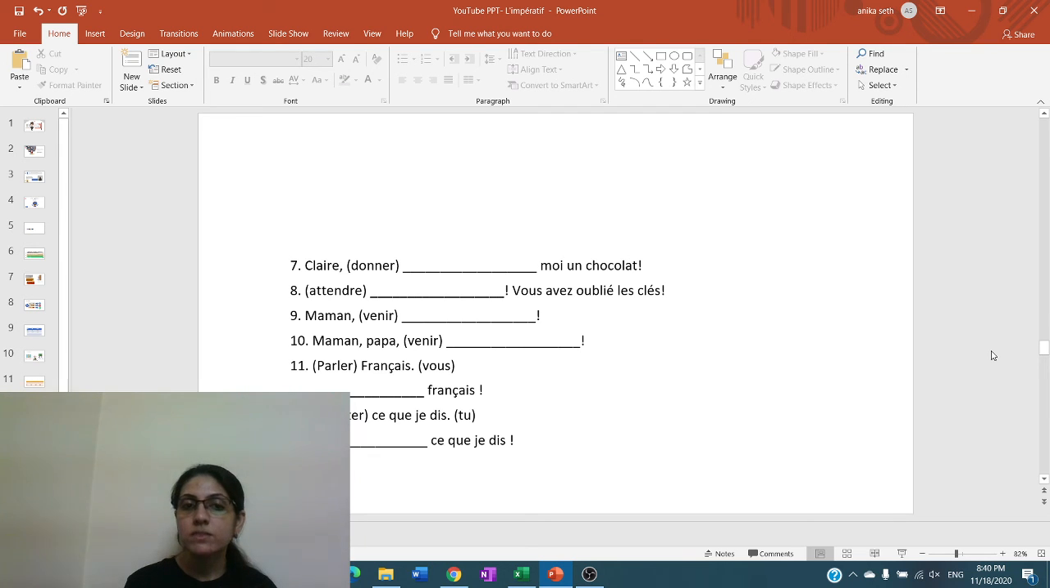Then parler français, in the bracket it is mentioned we need to conjugate with vous. So parler: P-A-R-L-E-Z, parlez français, speak French. Écoute ce que je dis. Tu is the subject pronoun. So, écoute ce que je dis. Now, écoutes ends with es, but over here écouter is an ER verb, so it will drop the s and just be E-C-O-U-T-E. Écoute ce que je dis.